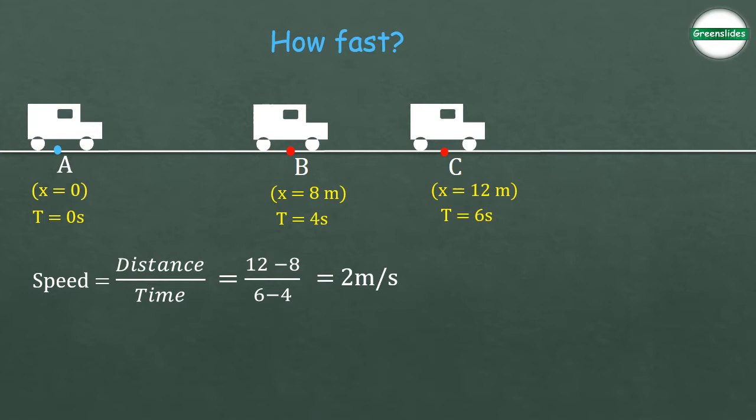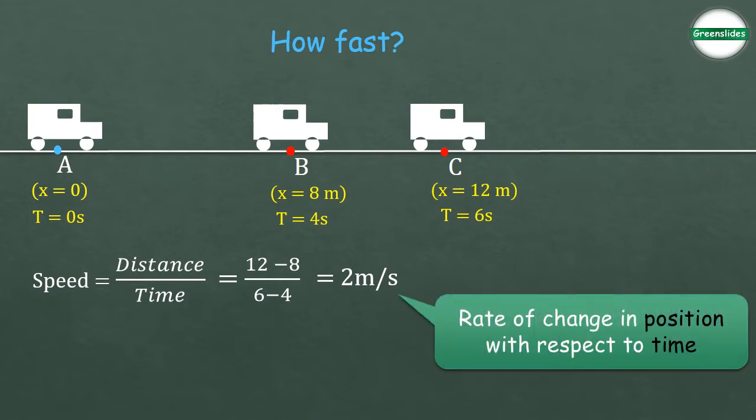But this quantity, what we are calling as a speed, and we just calculated 2 meters per second, that is telling us how fast the position of the vehicle is changing with time, right? Or in other words, it is the rate of change in position with respect to time. Okay, let's have another situation.